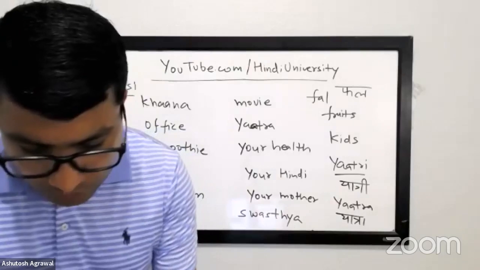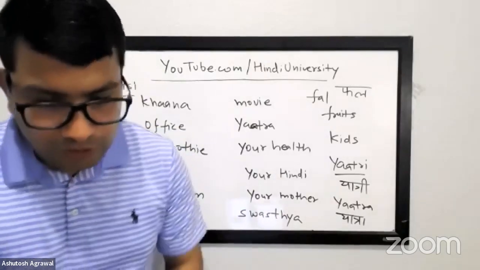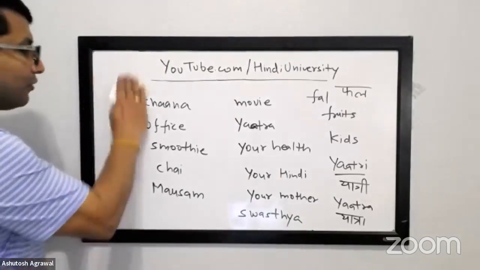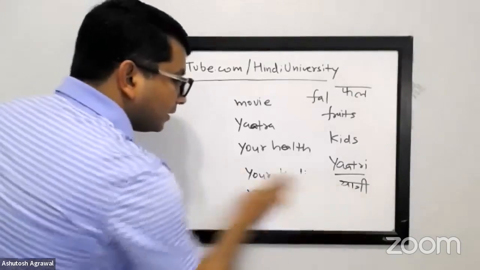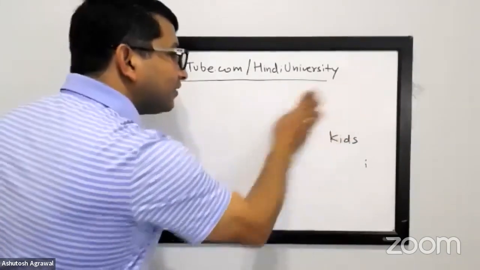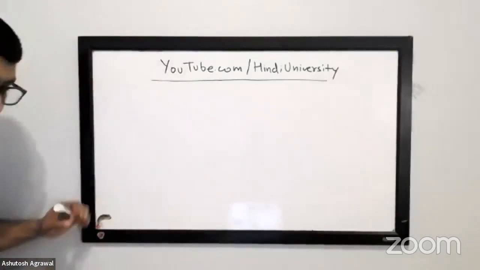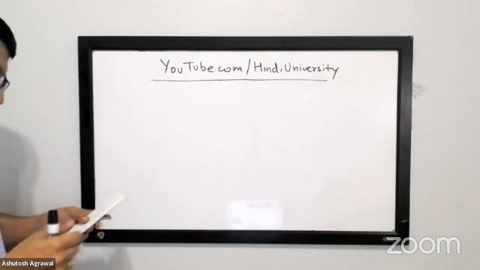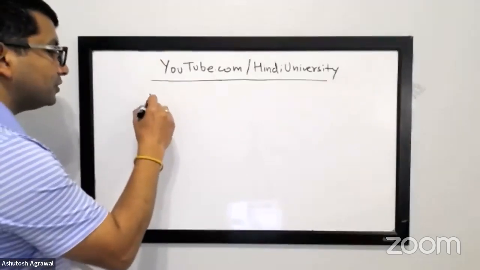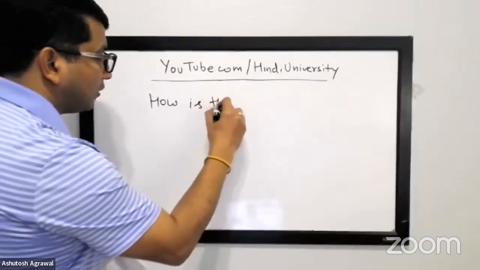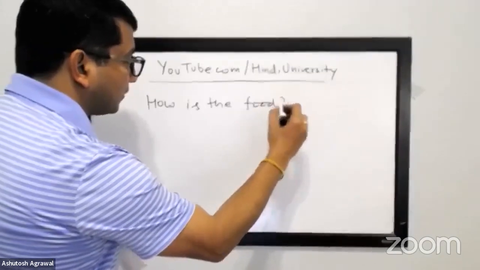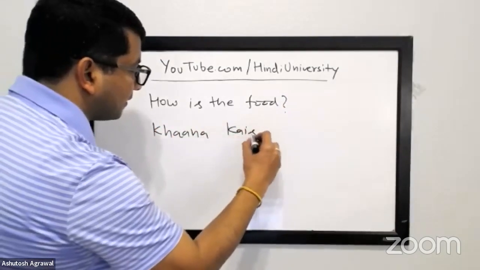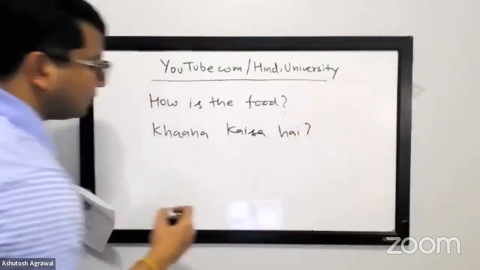Now we'll do a small variation of it, which one of you asked also. I'm going to erase it. Hope all of you were able to write it down. So far it was about the quality of the noun, if you want to inquire about it. So far it was about, let's say, you want to know how's the food. So you said खाना कैसा है, खाना कैसा है, okay.